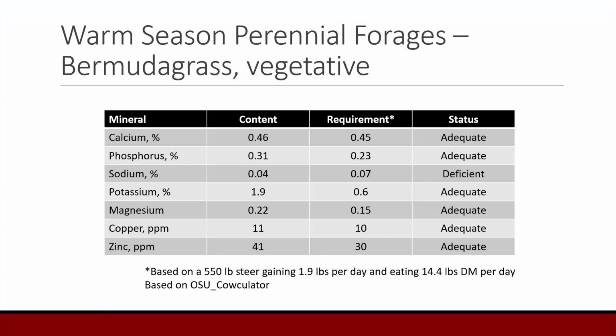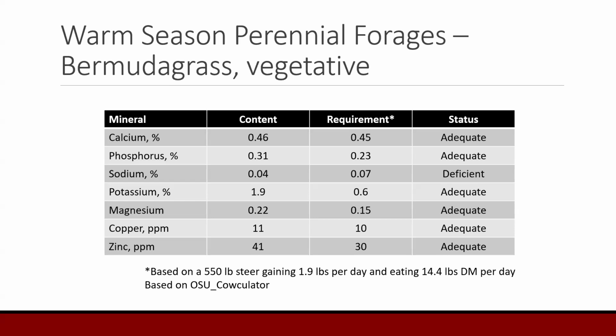All right. So now we're going to look at a few tables showing what's in the calculator. For mineral content of warm season perennial forage, Bermuda grass vegetative is what it's called in the OSU calculator. For this scenario, we're using a 550-pound steer that's targeting a gain of 1.9 pounds per day and eating 14.4 pounds of dry matter per day.